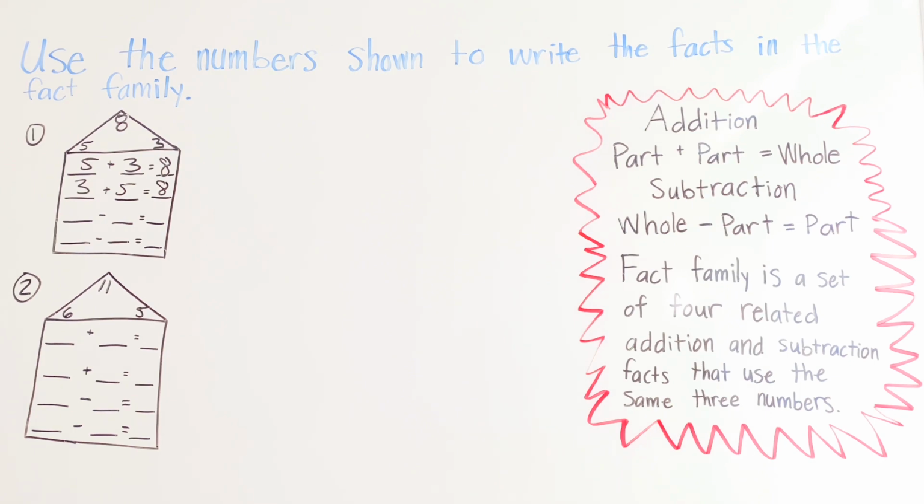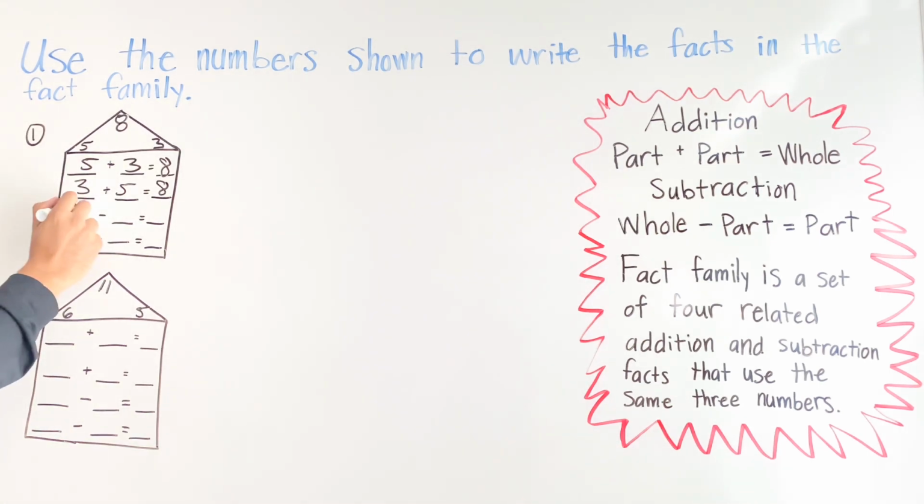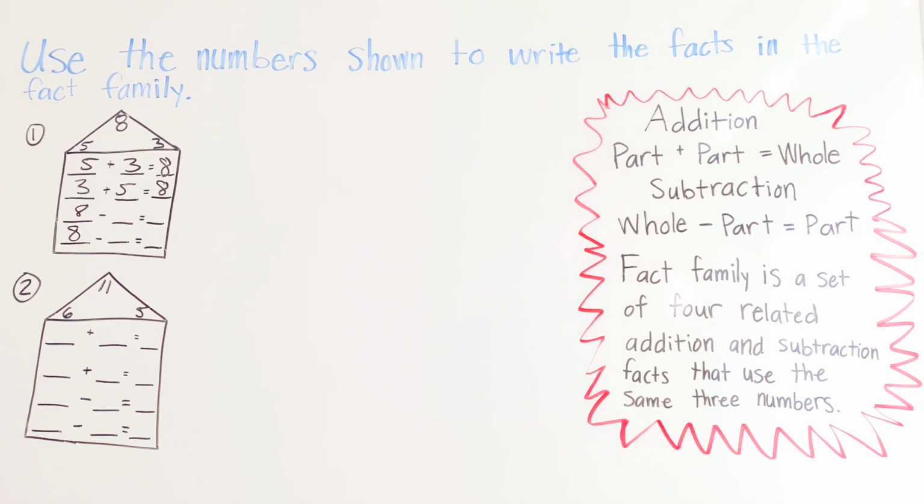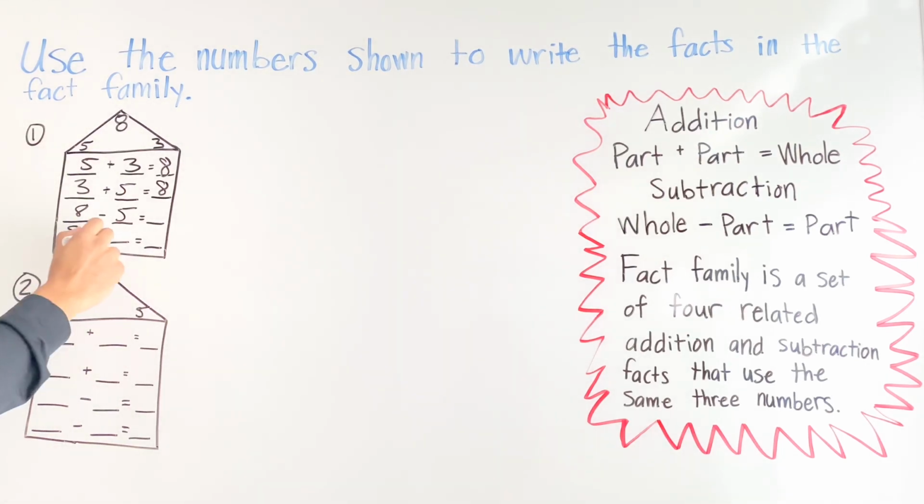Now, for subtraction, you see on the notes on the right hand side, we always have to start with our whole. And our whole is going to be 8. So it's always going to be 8 for our whole. Now we're just going to change our part. We're going to use 5 for the first one, and for the second one we have to use the other one, which is 3.